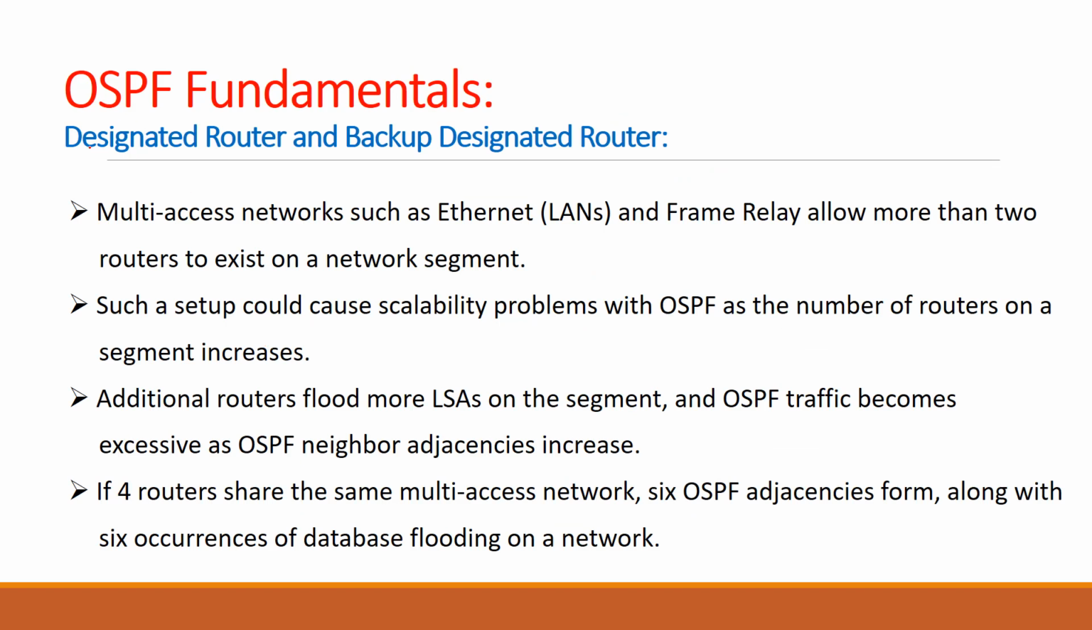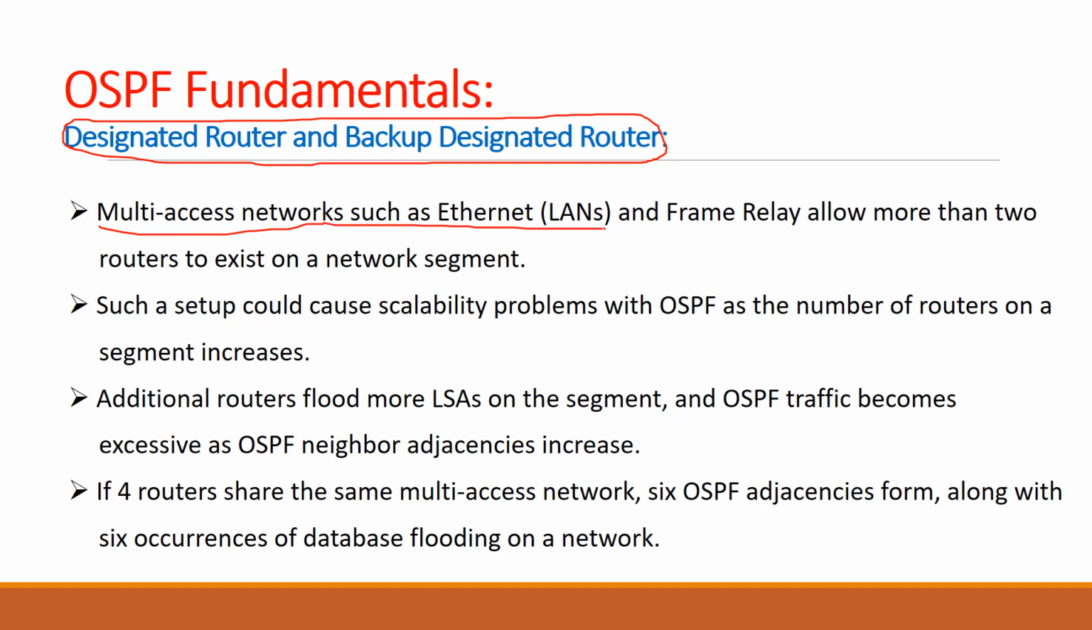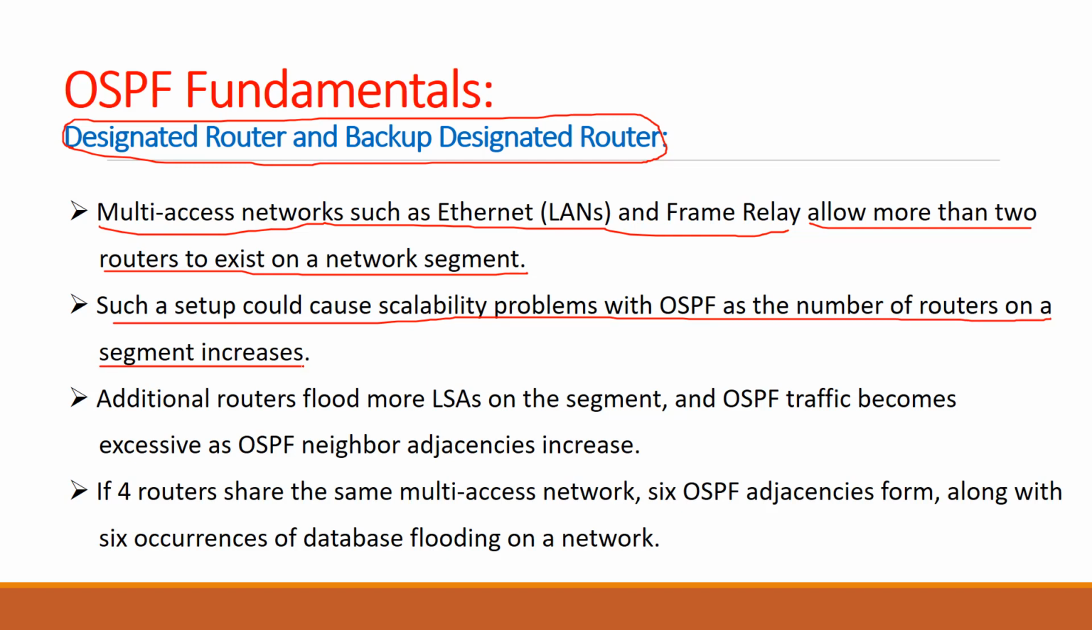Now let's discuss the designated router and backup designated routers. What are these two types of routers? In multi-access networks, such as Ethernet LANs and Frame Relay, which allow more than 2 routers to exist on a network segment, such a setup could cause scalability problems with OSPF as the number of routers on a segment increases.